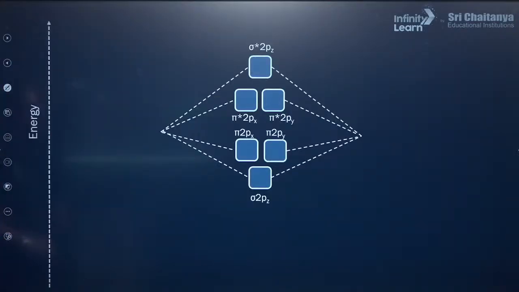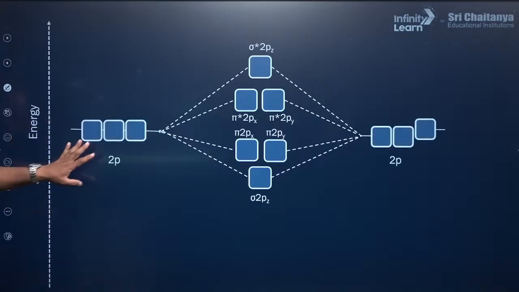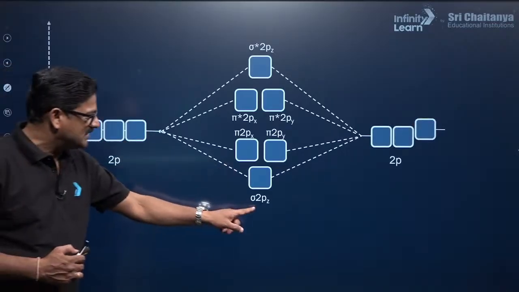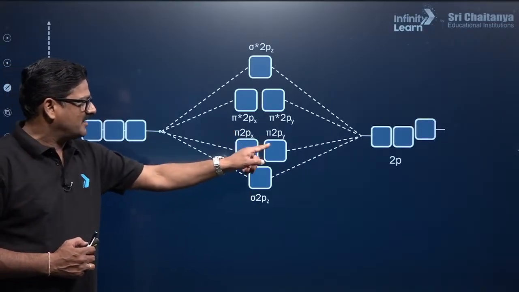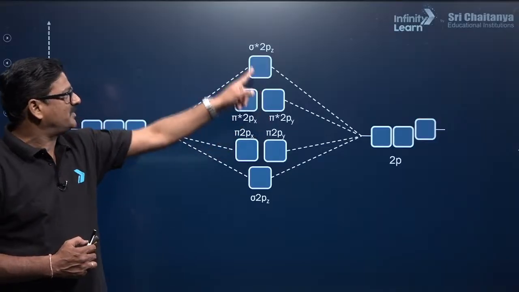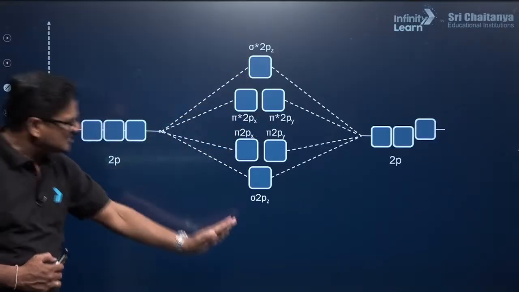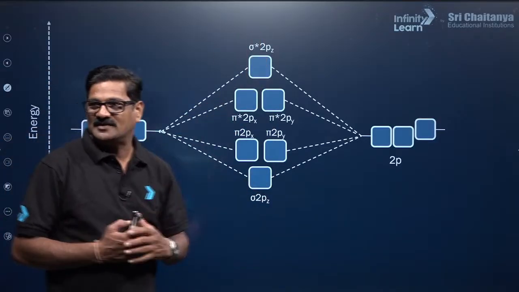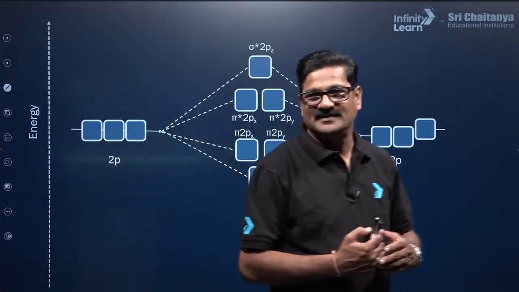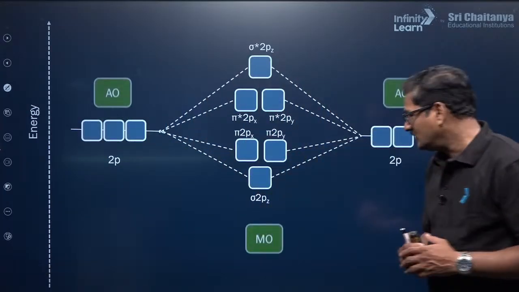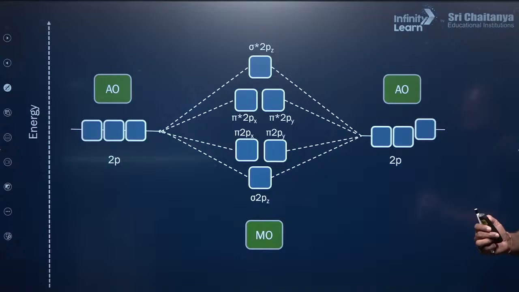Now what will happen here? On the energy scale, the p orbitals are combined first: sigma 2pz, pi 2px, pi 2py, pi star 2px, pi star 2py, and sigma star 2pz. So it is going to follow this order. You understand? Fine. And you see here molecular orbitals and atomic orbitals are shown like this.